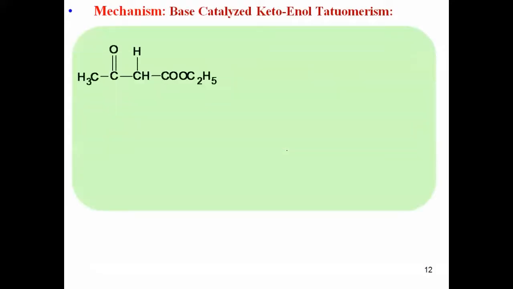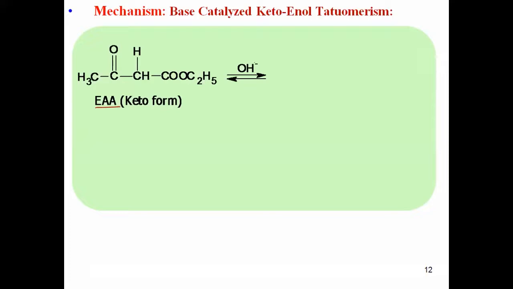Now let us see the mechanism of this, means how actually the keto form is converted into the enol. Now let us see, this is our keto form of acetoacetic ester. Now in the presence of a small amount of base, what happens here? We know that the hydrogen atom of the methylene group is acidic in nature, means that the methylene group can easily lose that hydrogen.